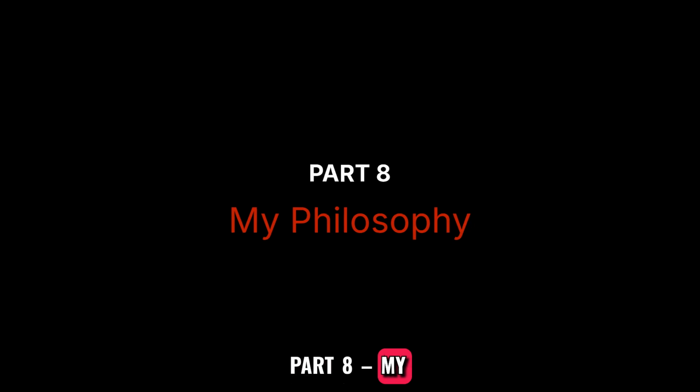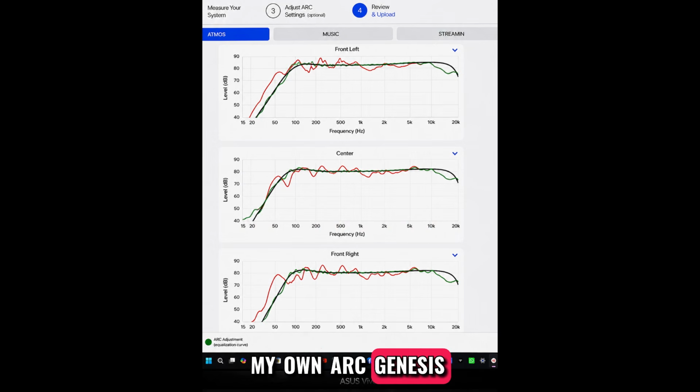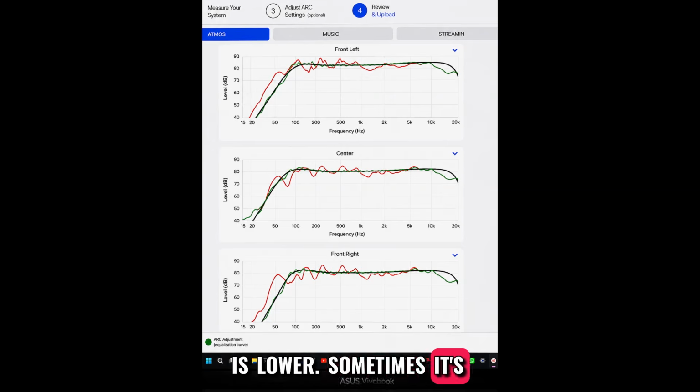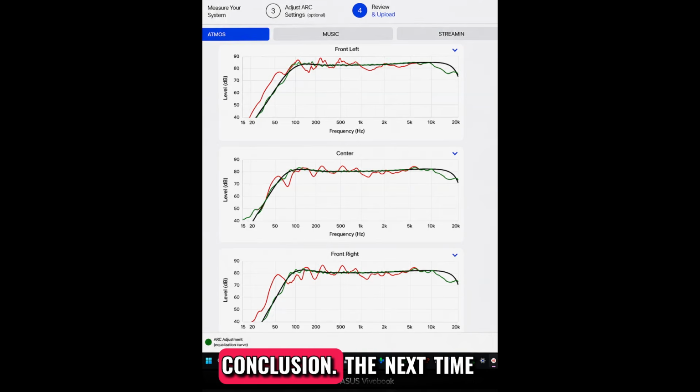Part 8. My philosophy. When I evaluate my own ARC Genesis measurements, I don't begin by asking, what frequency do I want to use? I begin by asking, how much correction does my system actually need? Sometimes the answer is lower. Sometimes it's higher. The graph tells me. Not internet opinions, not trends, not myths. The measurements, every single time.